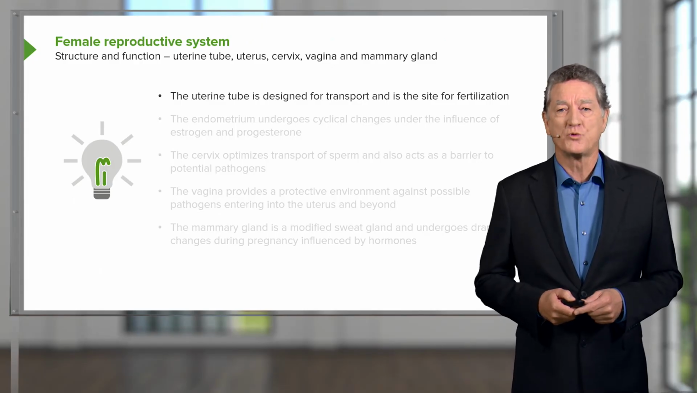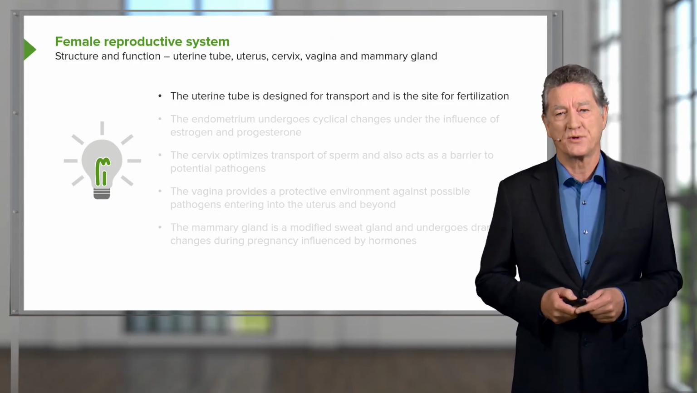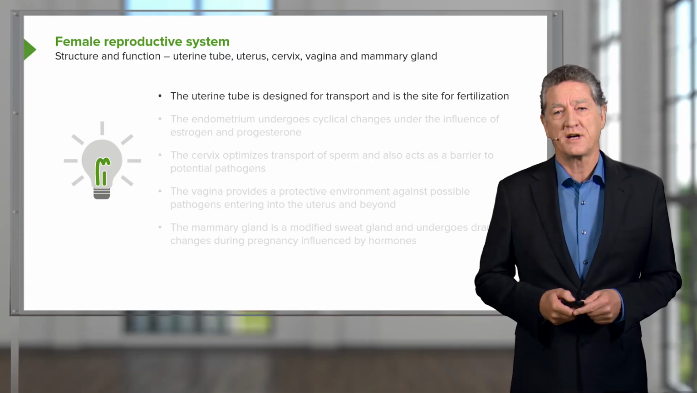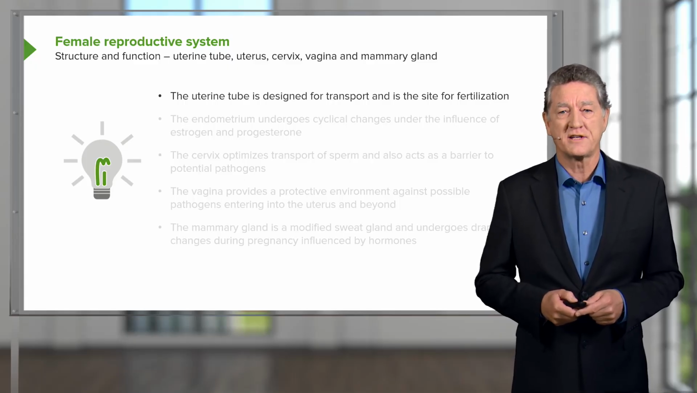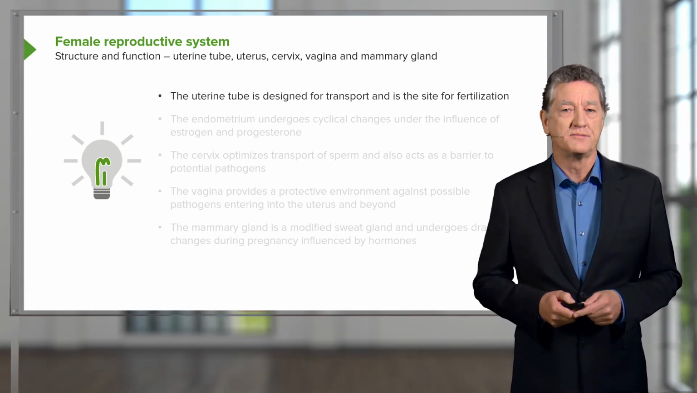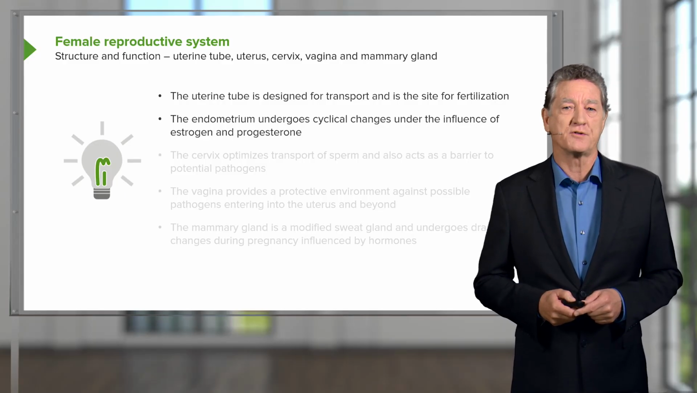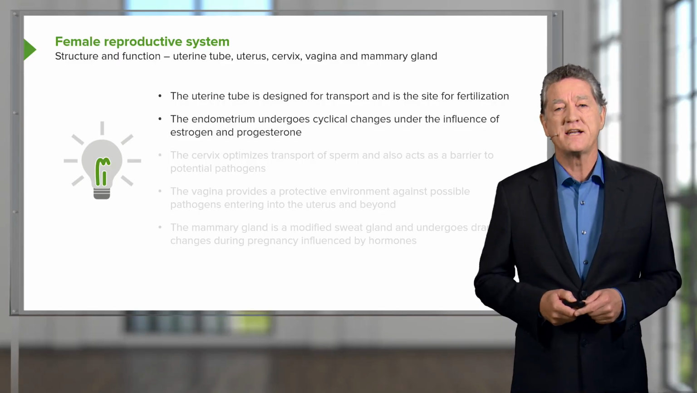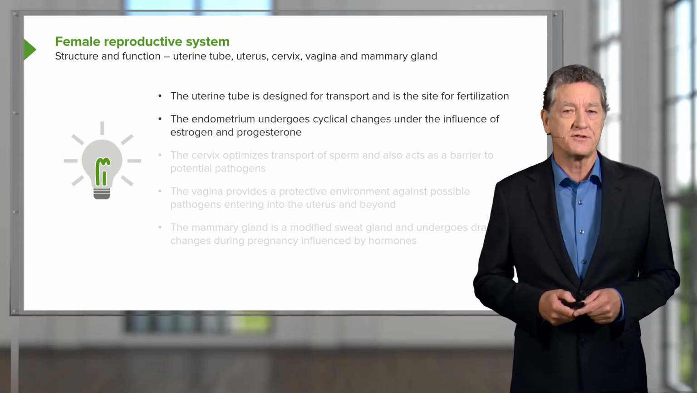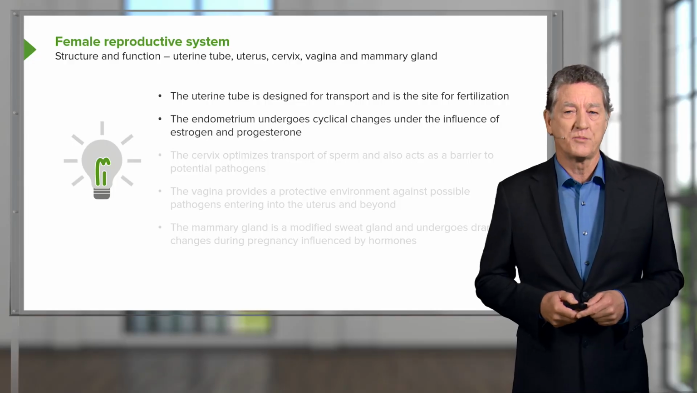The uterine tube is really specialised for transport of the sperm and the oocyte to create a possible location for fertilisation, where the environment is very nutritious as well. It's very important that the endometrium, the functional part of the uterus, goes through cyclical changes under the influence of the hormones estrogens and progesterone to prepare the endometrium for the possible implantation of a fertilised egg.